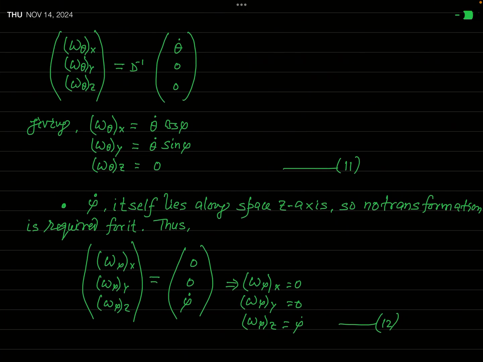So you can see omega theta x, omega theta y, omega theta z, this column matrix will be obtained by operating D inverse on this column matrix theta dot, 0, 0. And again you will put the value of D inverse which I have defined earlier and do the algebra, and then you will get omega theta x equal to theta dot cos phi, omega theta y equal to theta dot sin phi, and omega theta z equal to 0. So in this way we have obtained the x, y and z components of omega theta along the space x, y, z axes.